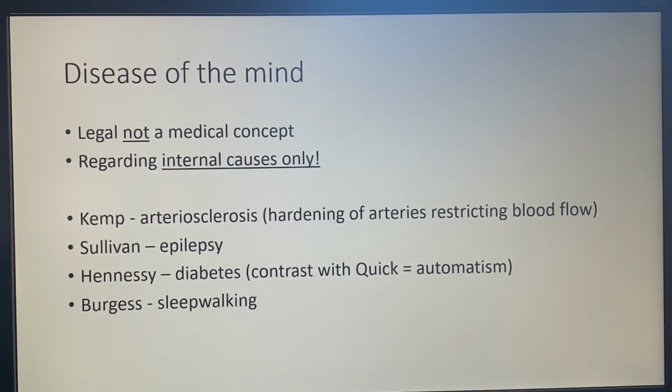So there's a number of cases on this. The first one is Kemp, and in Kemp he hit his wife with a hammer, and killed her, and he was suffering from what's called arteriosclerosis, which is a hardening of the arteries which restricted the blood flow to his brain.